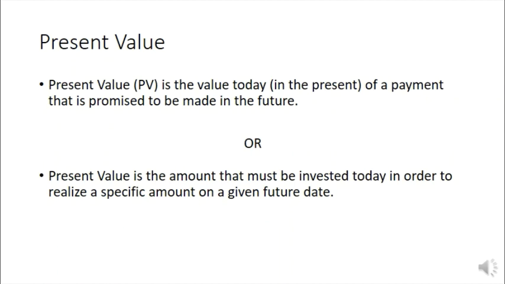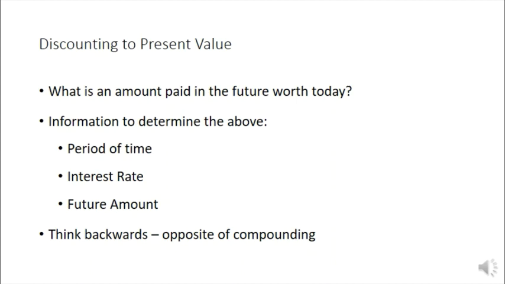Well, to answer that question, we use the present value formula. Present value is the value today, in the current time, in the present, of a payment that is promised to be made in the future. Alternatively, present value is the amount that must be invested today in order to realize that specific amount on a given future date. So let's talk about discounting to the present value. And when I use this phrase discounting, it means that we're talking about present value.